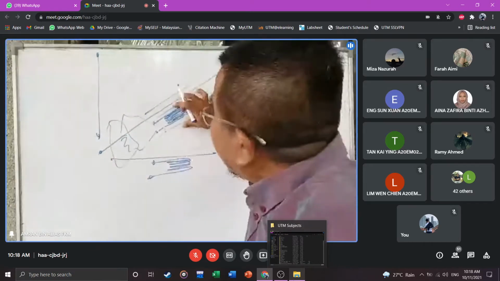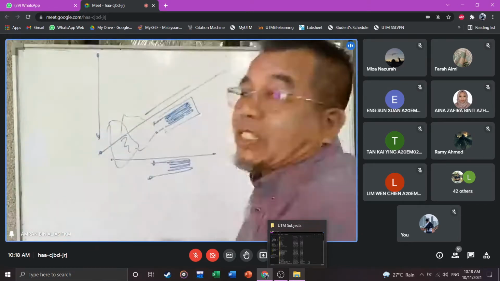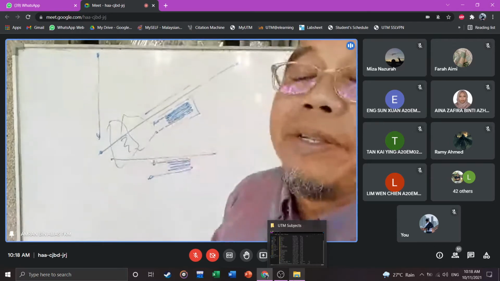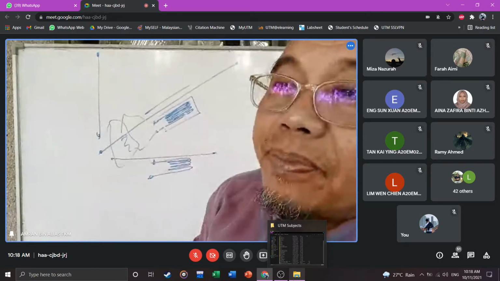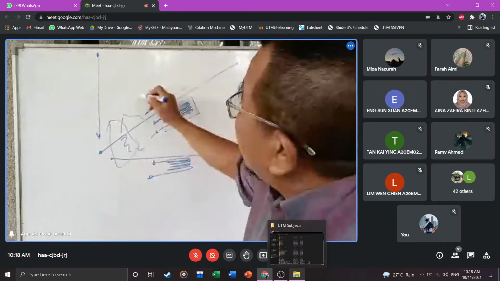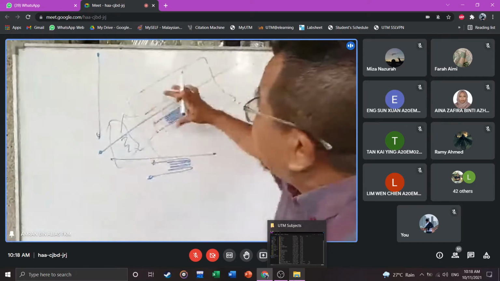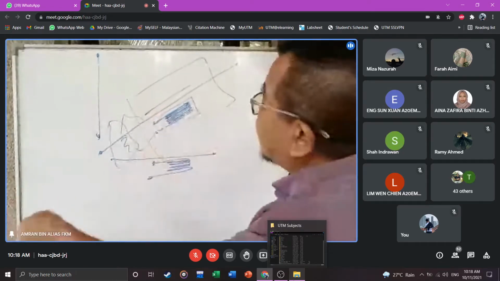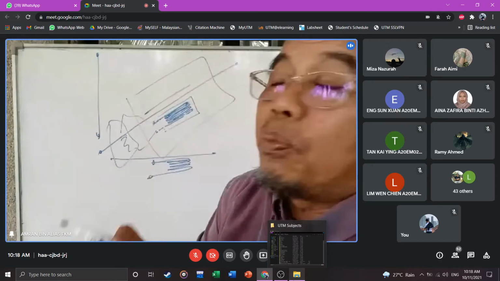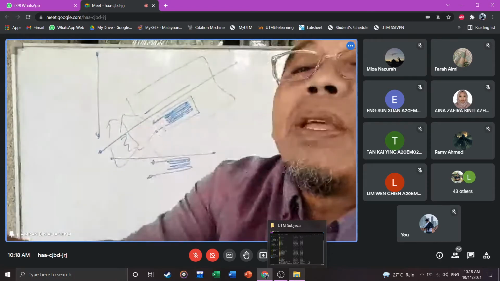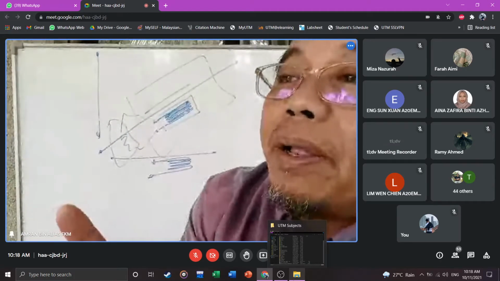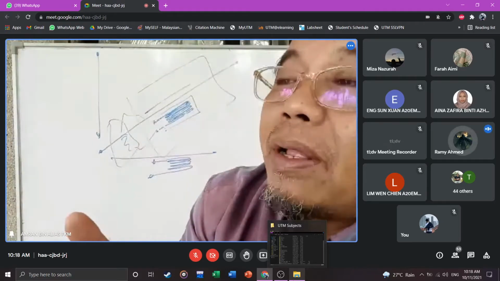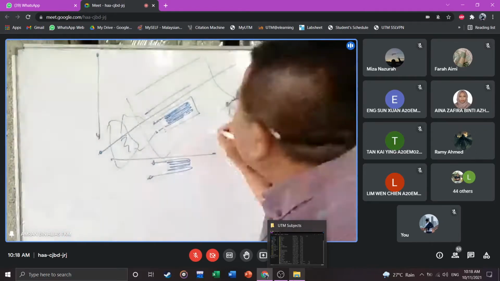What if I put it there and this is being stretched? What happened to the wire when it elongates? The beam is being stretched in that direction, so what happened to the wire too? Because the wire is being glued to the beam. What happened to the wire? Extend. The wire extends. Okay?